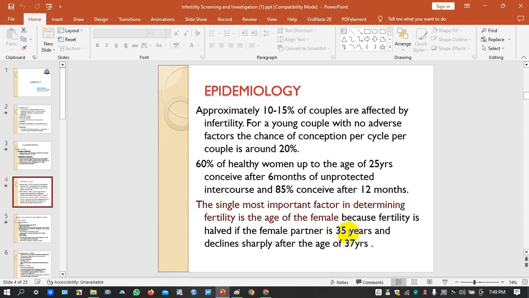That is, if the female partner is aged, that's if she is above 35 years, then the fertility is 50%. And this 50% declines sharply after the age of 37 years. Meaning that women in this class should try to give birth early, because from 35 years onwards, your fertility declines. You are not like a man who, even at the age of 70 years, can just impregnate a woman. 65 years, 70 years, they can. Even at 80 years, before his fertility starts to go down.